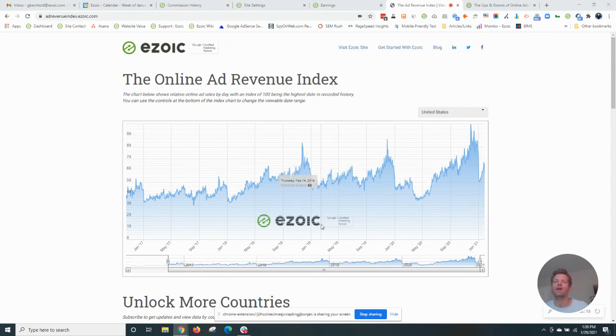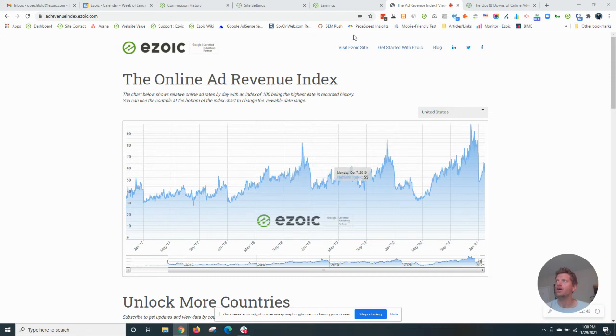Other small changes you may want to look out for are a slight drop in ad rates at the beginning of months and the beginning of new quarters, as well as an increase in ad rates towards the end of months or the end of a quarter. This is the Ezoic Online Ad Revenue Index. I'll leave a link to this in the description below, as well as a link to an article that explains the highs and lows of advertising.